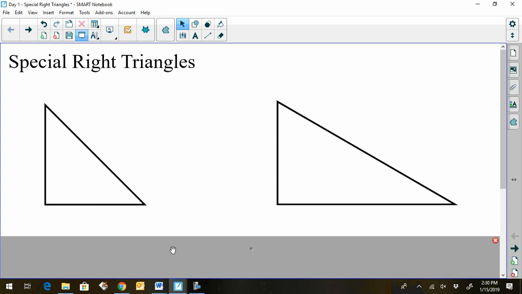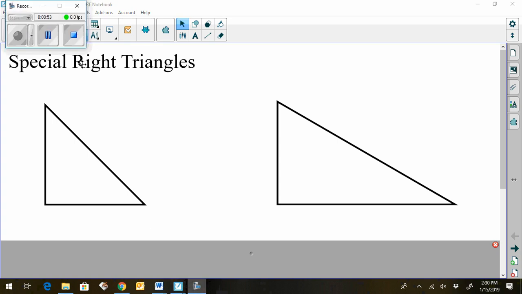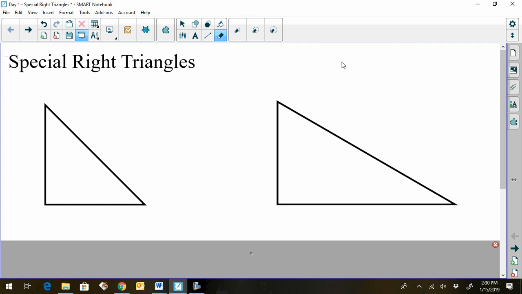So on your paper, you may draw these two shapes. They're the ones that you worked with already. This one on the left is a 45, 45, 90 because it's an isosceles. The one on the right is a 30, 60, 90. And in your drawing, you can add the labels to the sides. So we have a 90-degree angle, we have 45 degrees and 45 degrees.